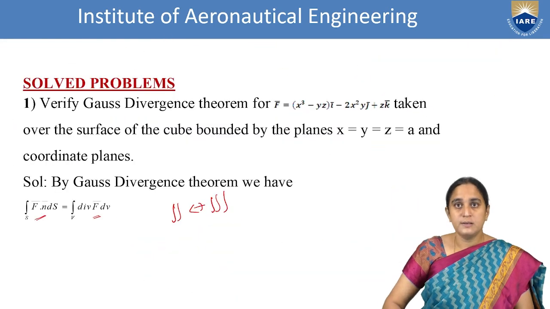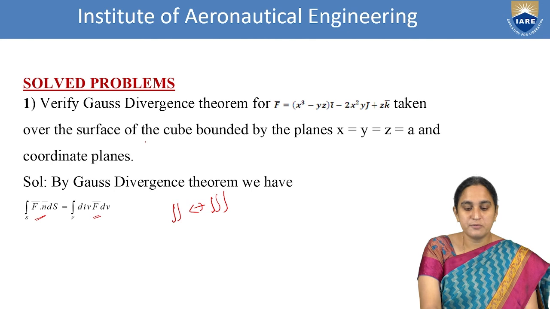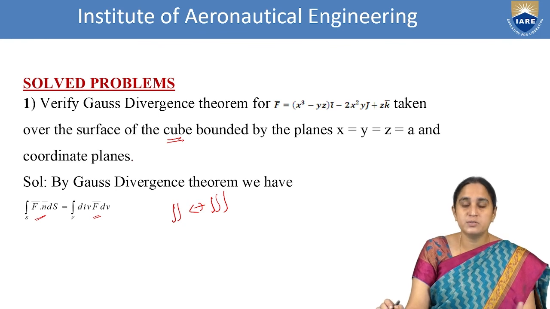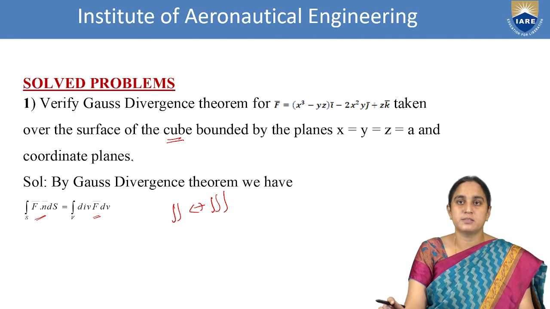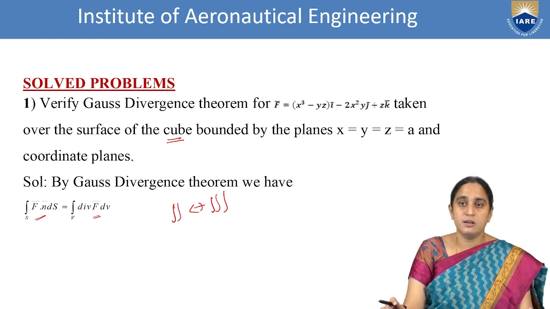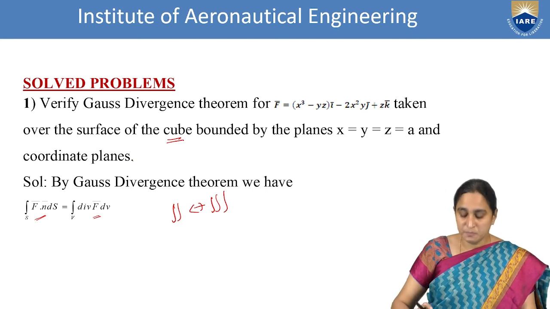Here the question is the surface of the cube bounded by the planes. For example, in that cube, if they are given as rectangular or square, for that case we have to verify the surface integral value on the faces, and we have to verify the LHS part and the RHS part from the Gauss divergence theorem. If the two are equal, therefore the Gauss divergence theorem is verified for either rectangular or square. For the given question, cube, in this case also the Gauss divergence theorem is verified.